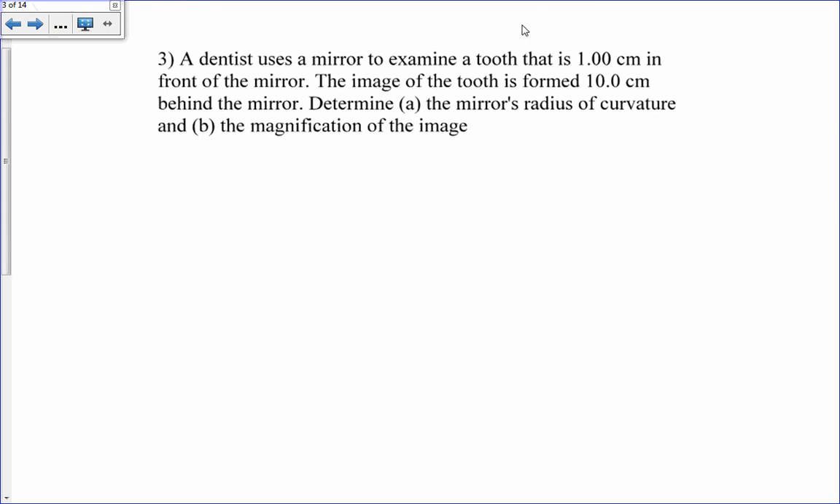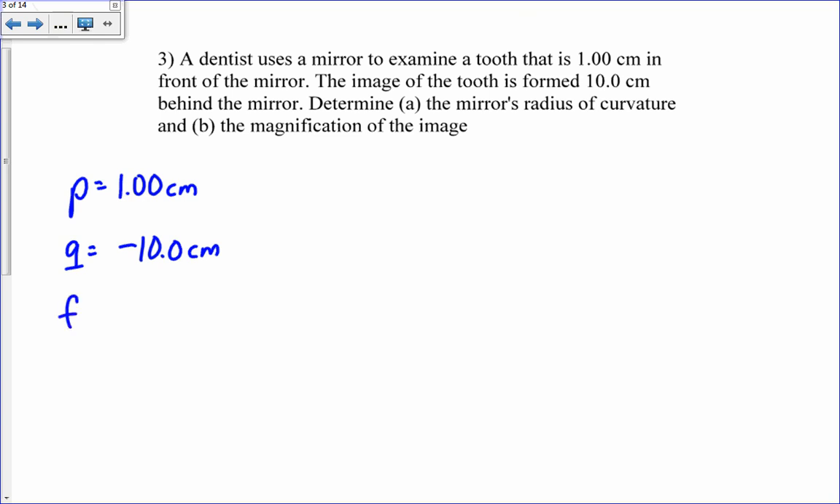A dentist uses a mirror to examine a tooth that is 1 centimeter, so P is equal to 1 centimeter in front of the mirror. The image of the tooth is formed 10 centimeters behind the mirror, so Q is negative 10 centimeters. Determine the radius of curvature and the magnification of the image.